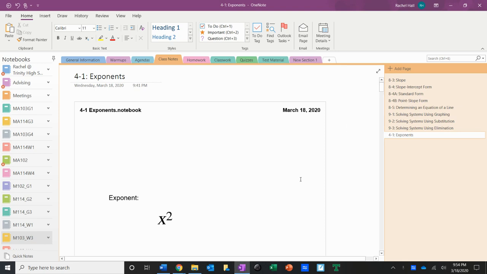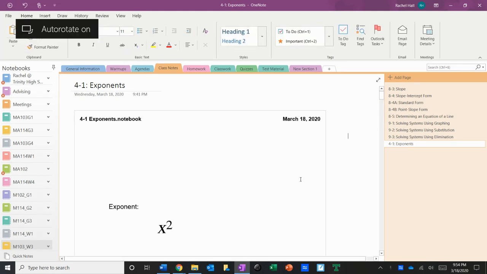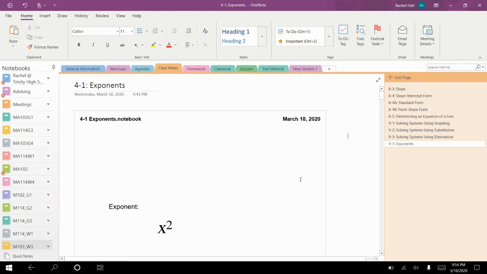All right, guys, 4-1 exponents. Let's go ahead and get started. The first thing that I want you to write down is x squared. Let's go ahead and write that down on paper.